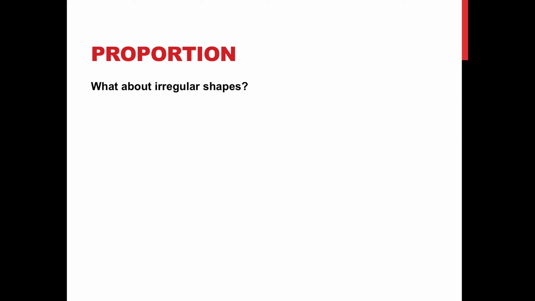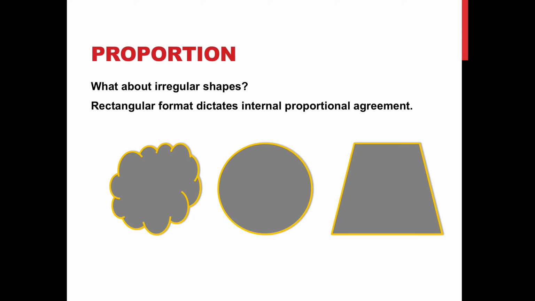But what about irregular shapes? Irregular shapes occur all the time. I mean, look out your window right now and you'll see clouds, right? And they're kind of all over the place. And some buildings are weird shapes, and some desktop objects are weird shapes. And so, well, I think that a rectangular format, so an overall rectangle, kind of dictates what is going to be able to agree with one another.